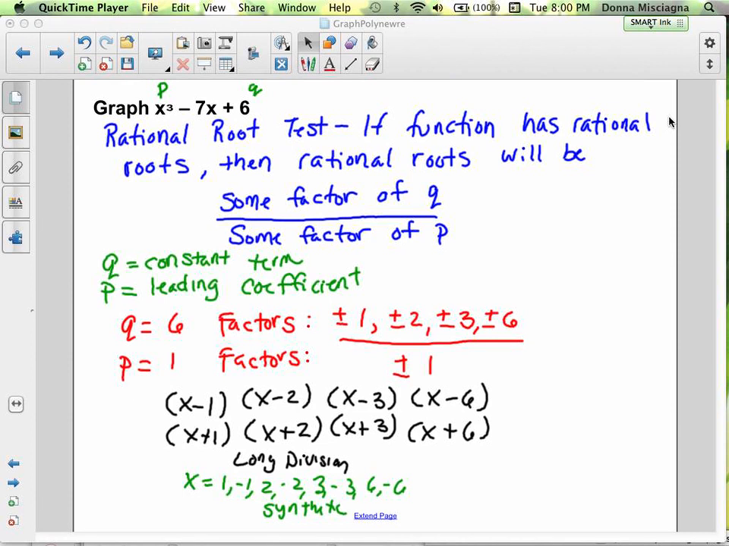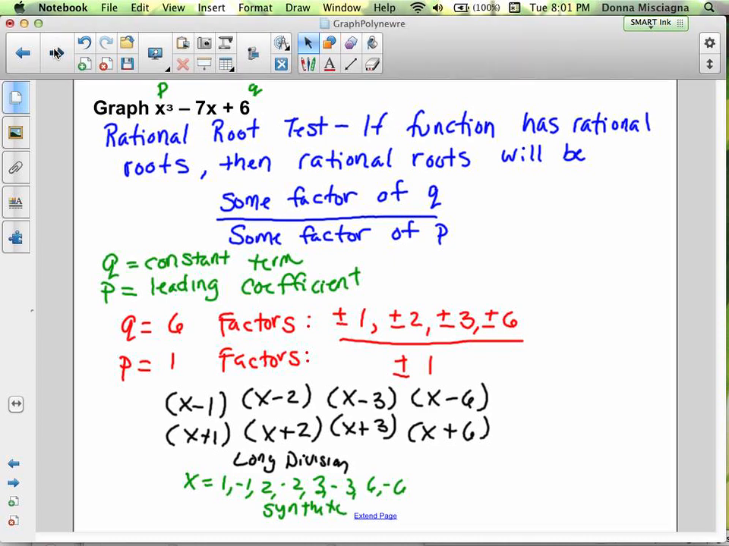If you use long division, then you would divide by x minus 1, x plus 1, x minus 2, x plus 2, x minus 3, x plus 3, x minus 6, x plus 6. If you use synthetic, it's going to just be your solutions: 1, negative 1, 2, negative 2, 3, negative 3, 6, negative 6. At least one of those is going to work because we're going to have at least one rational root. Actually, a cubic has to have at least one real root, but I do guarantee you'll have at least one rational.